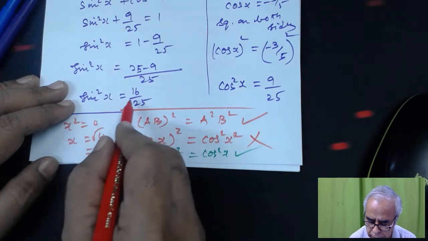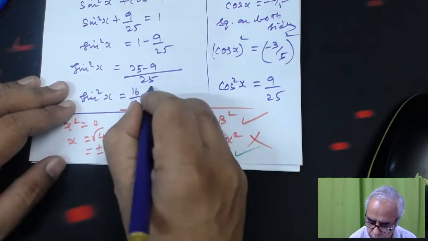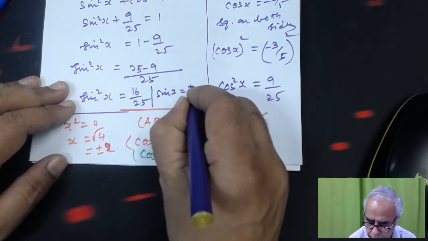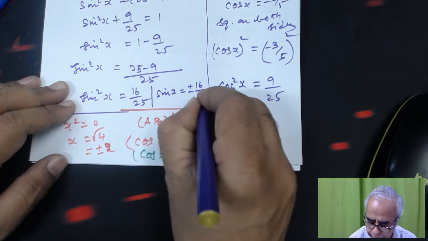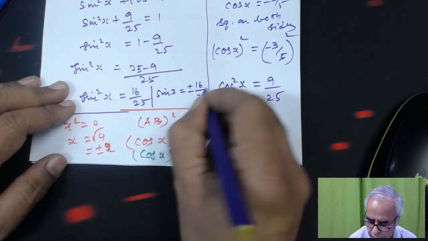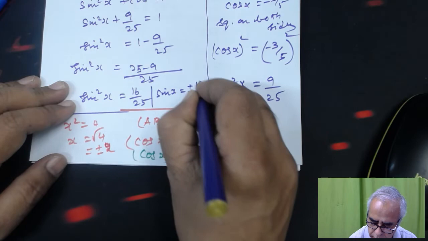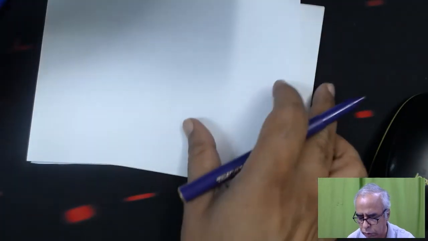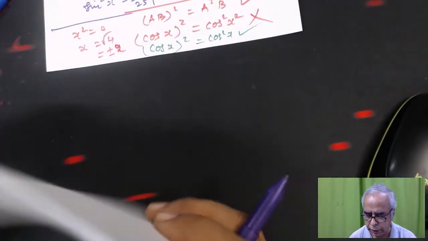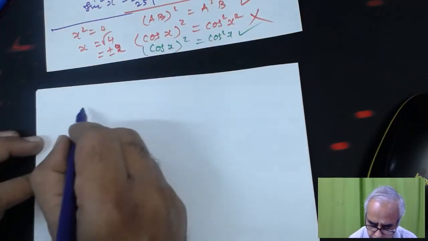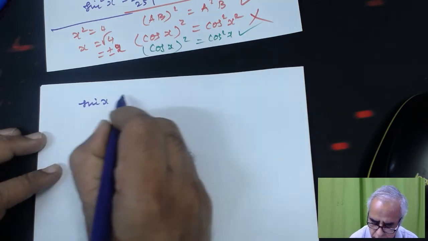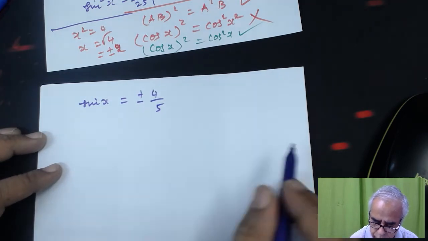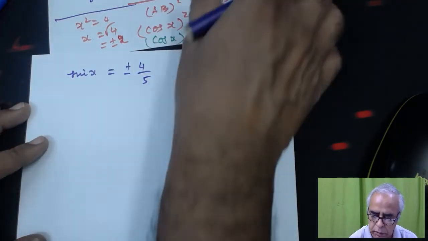So similarly in this case, what are we supposed to do? We want to have sin x. So the sin x value can be either plus or minus the square root of 16 by 25, that is 4 by 5. Is it not? Plus or minus 4 by 5. So we have to consider either plus or minus. Take down: sin x is equal to plus or minus 4 by 5. Right. But there is a clue here.